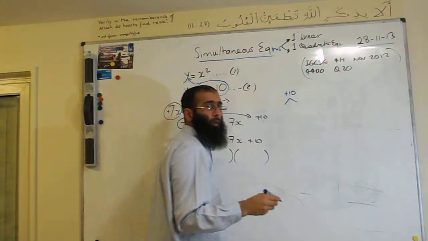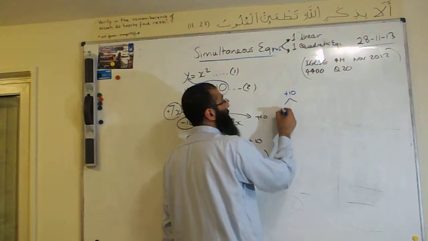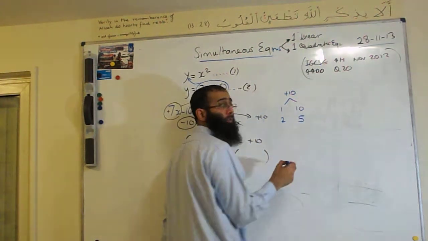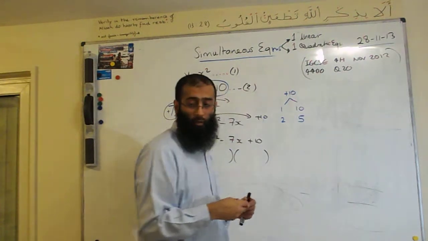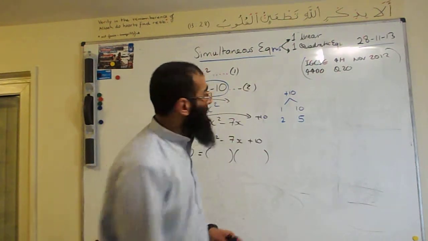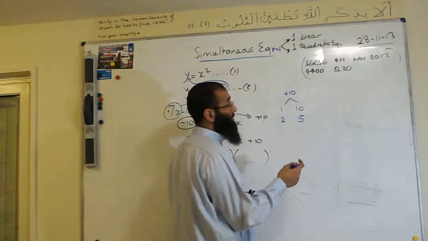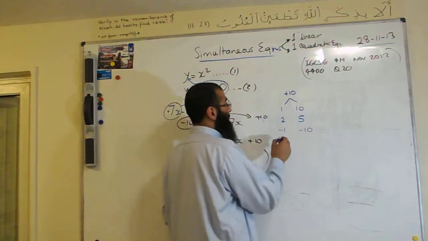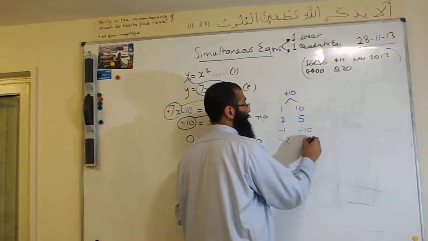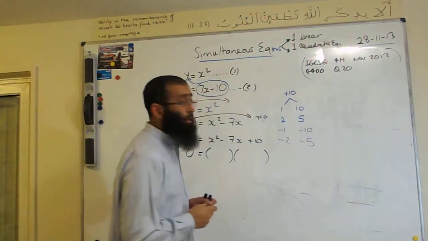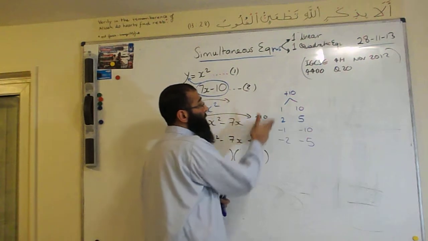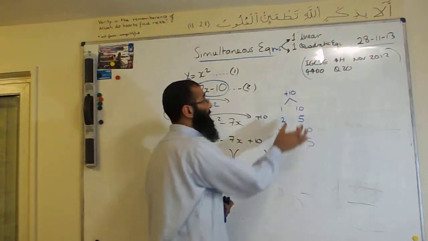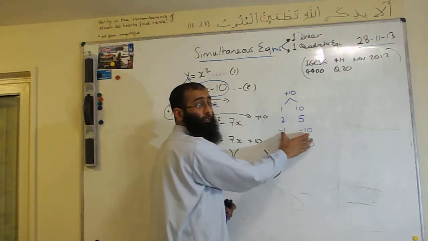So the numbers that multiply to give you plus 10. So we have 1 times by 10, we have 2 times by 5, or we have, not to forget, the negative factors as well, minus 1 times by minus 10, or we have minus 2 times by minus 5. So that here is an exhaustive list. So all the factor pairs that multiply give you plus 10. We have the positive factors and we also have the negative factors.